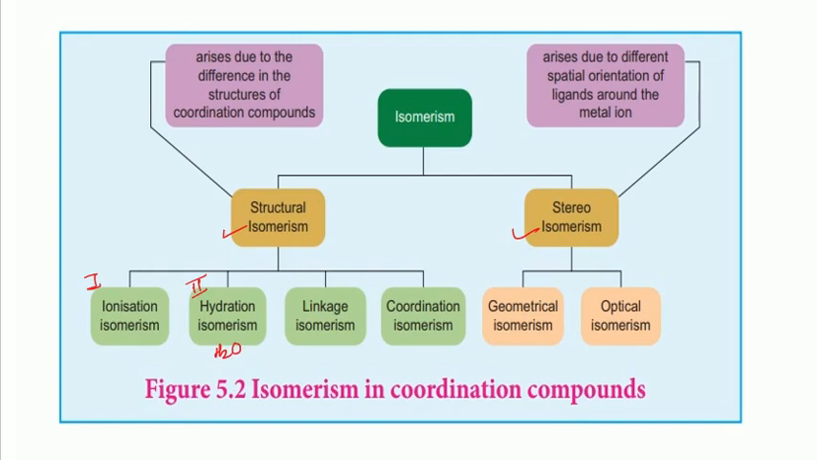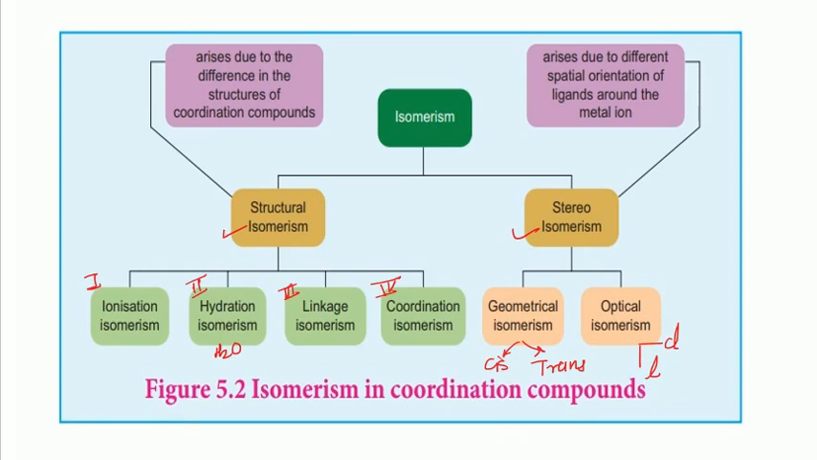Third is linkage isomerism. Fourth is coordination isomerism. In stereoisomerism, there are again two types: geometrical isomerism, where one is a cis and the second is a trans isomer, and optical isomerism, where one is D and the second is L. D stands for dextrorotatory and L stands for levorotatory. We will see it in detail.